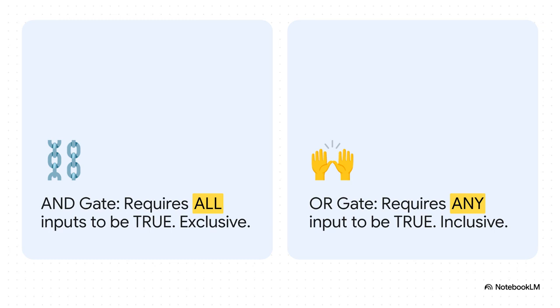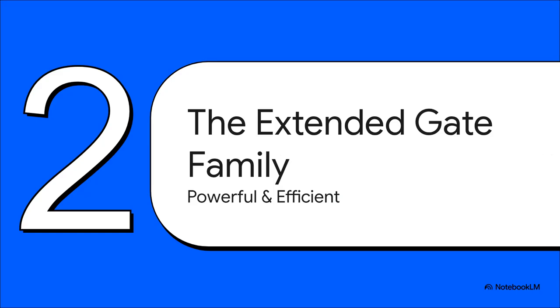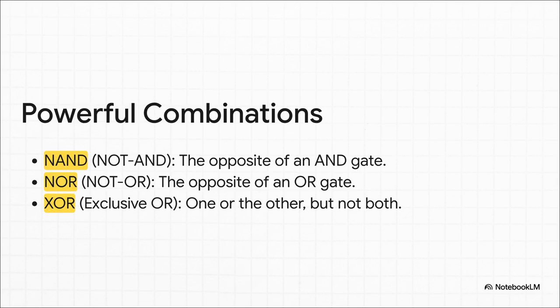It only needs any input to be true. This one single distinction is pretty much the foundation of almost all digital logic. Okay, now that we've got the basics down, this is where things start to get really cool. We can actually combine these simple gates to create a whole extended family that's way more powerful and efficient. So, meet the powerful cousins, NAND, NOR, and XOR.